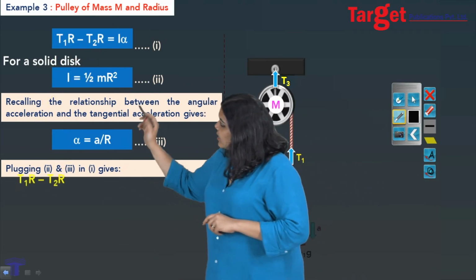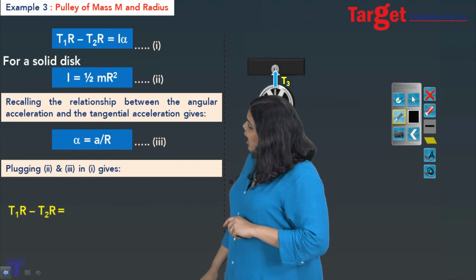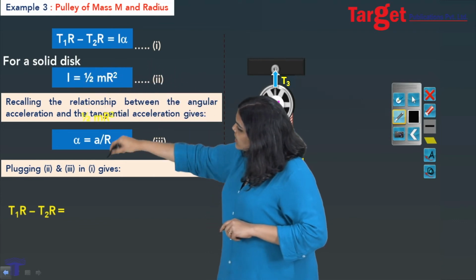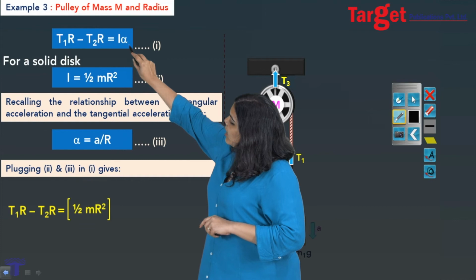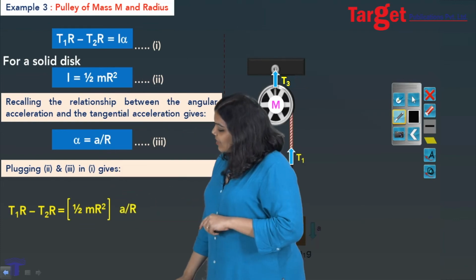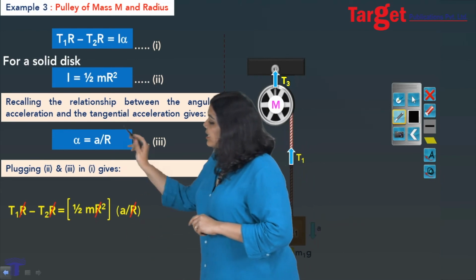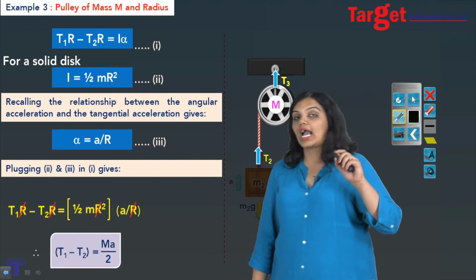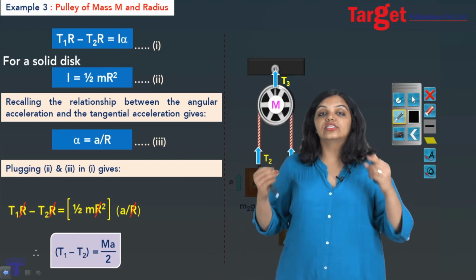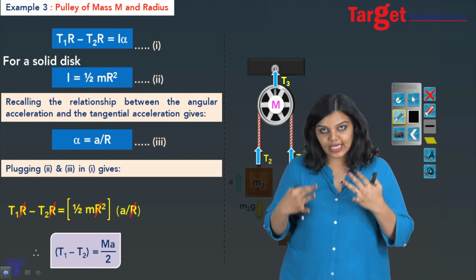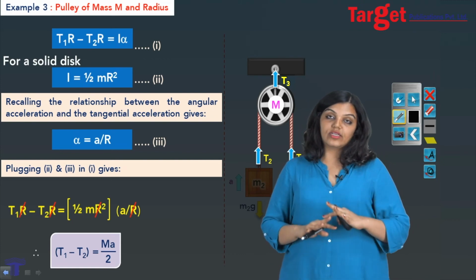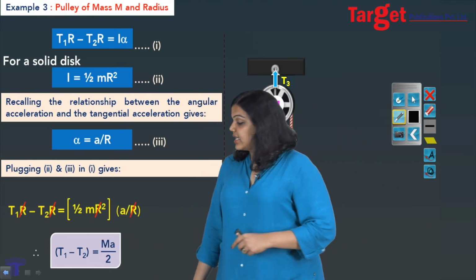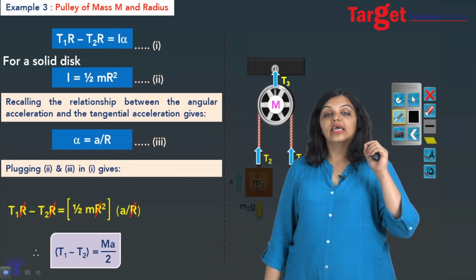Once I do that, I'm going to write down equation 1 as T1R minus T2R, and on the right hand side, instead of I, I'm going to write half mr square. So I'm going to take this half mr square, and instead of multiplying it by alpha, I will multiply it by A by r. And therefore, I will finally get the equation for acceleration by cancelling out all the r's, and what I will finally get is T1 minus T2 is equal to capital M A by 2. If this is very daunting, remember that whenever you have a pulley of mass m, you have to apply the rotational equivalent of Newton's second law, and doing that will give you the equation of motion for the pulley, that is T1 minus T2 is equal to capital M A by 2.